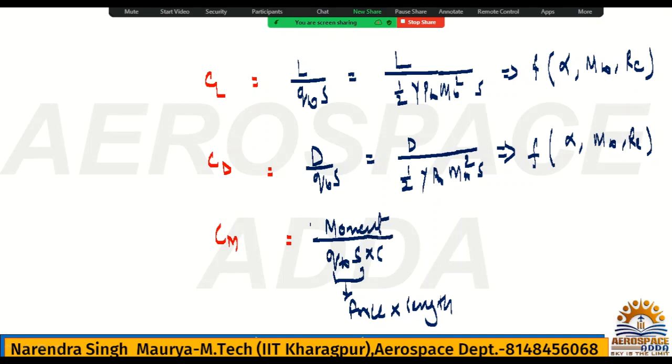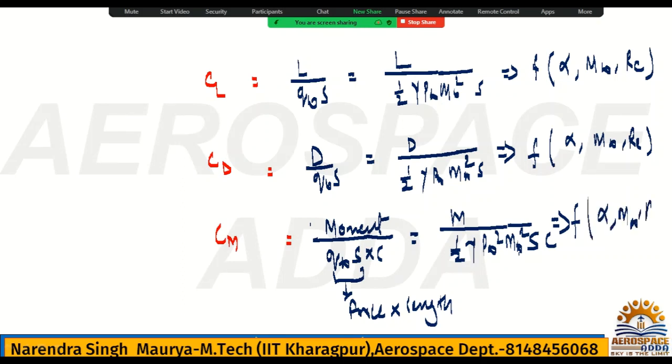So moment divided by that will be the moment coefficient. It will be M divided by 1 by 2 gamma p infinity M infinity square S into c, the chord. This M infinity is the Mach number, because I am writing M for moment, and M infinity means Mach number. So this is also a function of alpha, M infinity and Reynolds number. This is very, very important, you all need to remember this. So what are the aerodynamic coefficients you got here? Lift coefficient, drag coefficient, and moment coefficient, fine.